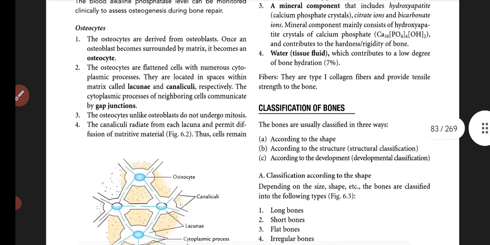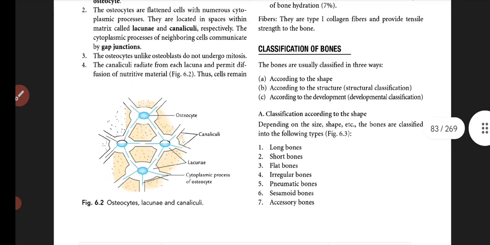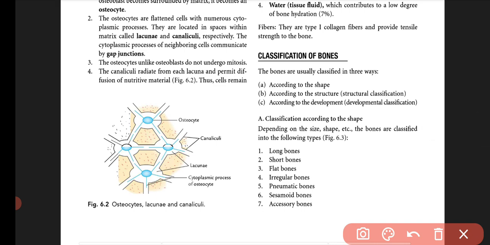Okay, now we are trying to understand the osteocytes. So these are the osteocytes. Here are the canaliculi, and between these there is the lacuna.